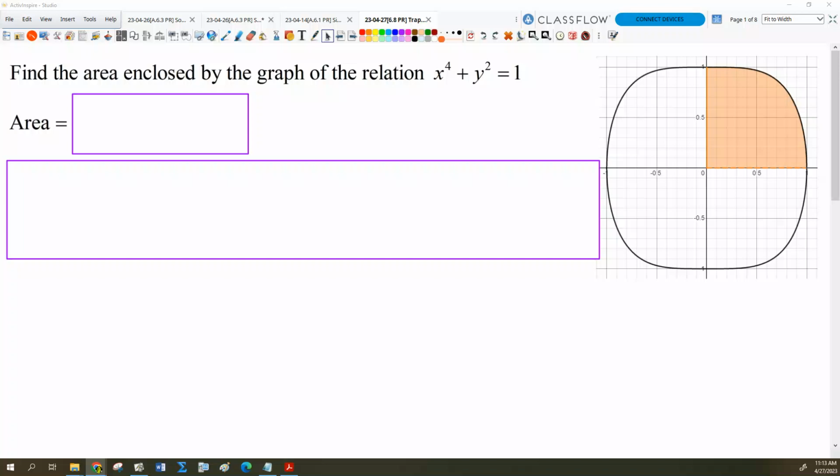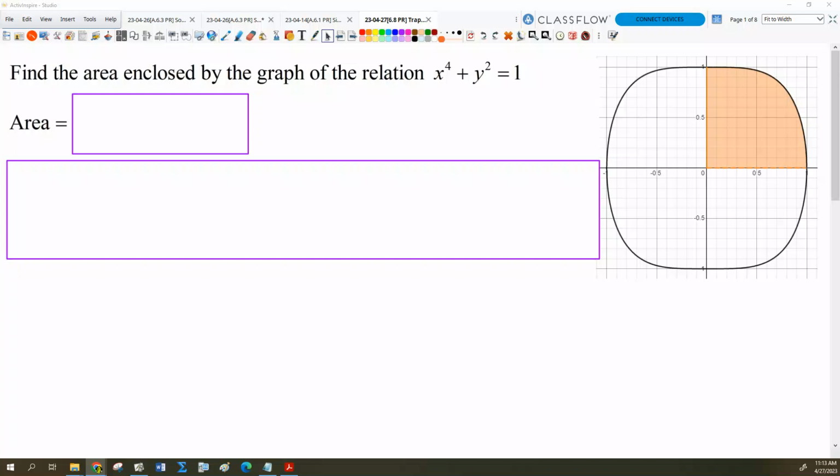It's not a function, right? Violates vertical line test. But what could I do maybe to find that complete area? And I've given you a hint, because look, there's a shaded area. That times 4, right? Okay, so how could I set up that integral that represents that shaded area? What would I have to do to this relation?